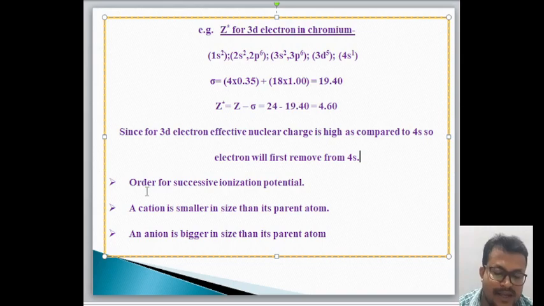Similarly, we can explain the order of successive ionization potential. We can also explain why a cation is smaller in size than its parent atom, and why an anion is bigger in size than its parent atom. In our next video tutorial classes, I will explain all these three phenomena. I will also show some examples of other elements.